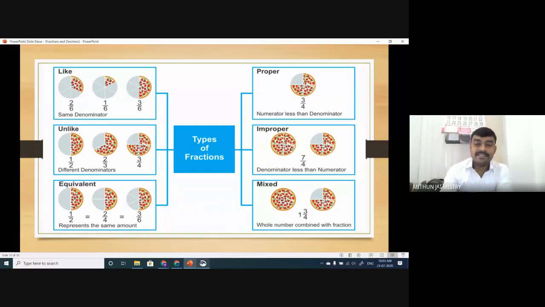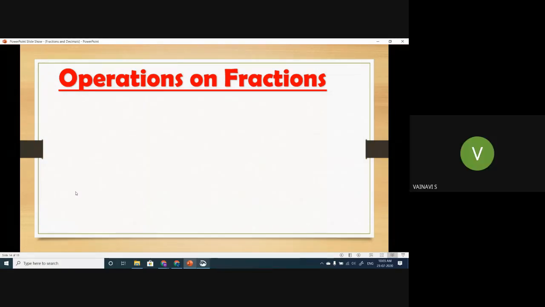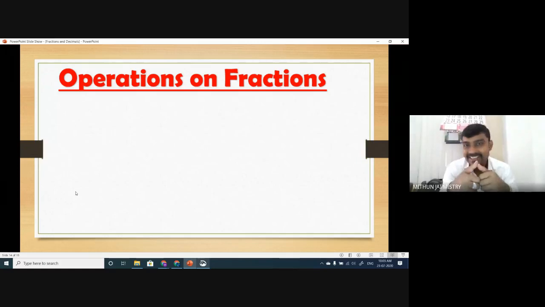Let us do the real task, that is operations on fractions. Now, what do you mean by operation? Taking a knife and cutting and stitching again, is that operation? No, no. In mathematics, we have 4 operations. What are those? Addition, subtraction, multiplication, and division. Very good. Everybody knows that. So they are called fundamental operations of mathematics or basic operations of mathematics.